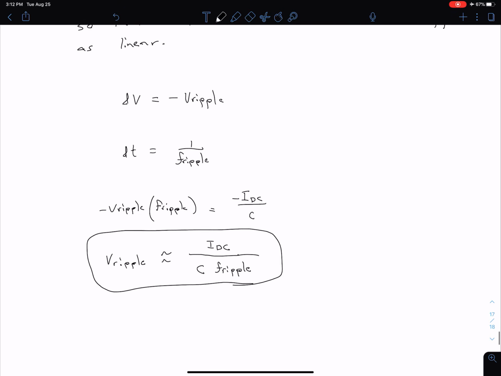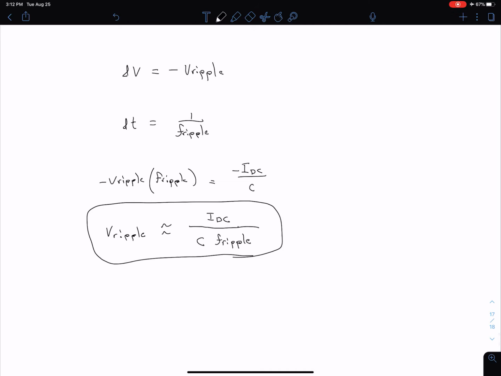One thing to note when you're using this equation is we have to be very careful about this F ripple, because for certain types of circuits, for instance our half-wave rectifier, we know that F_in was equal to F ripple. But in other cases, for instance in our full wave bridge rectifier, our F ripple is equal to twice our input frequency. So something to keep in mind as you're applying this equation.